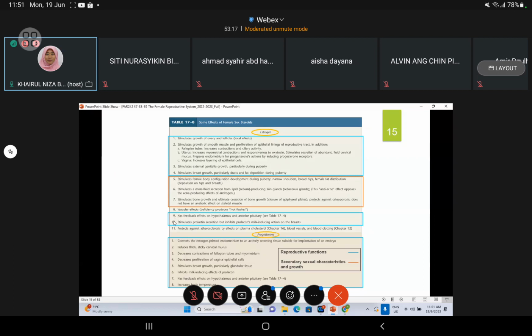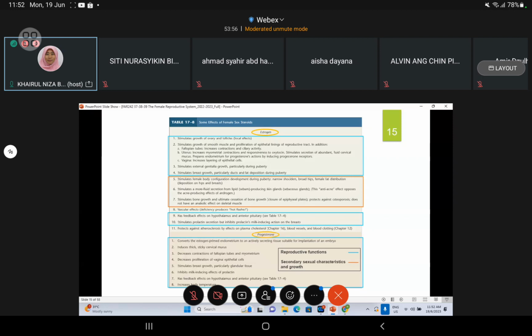Okay, another important function, the ones in red are secondary sexual characteristics and also growth. Okay, the ones that I put blue boxes around are the ones that are involved in reproductive functions. So estrogen is very important in giving feedback effects on the hypothalamus as well as the anterior pituitary. Okay, it also stimulates prolactin secretion, but at the same time inhibits prolactin's milk-inducing action on the breast, because this actually is important in breast development.